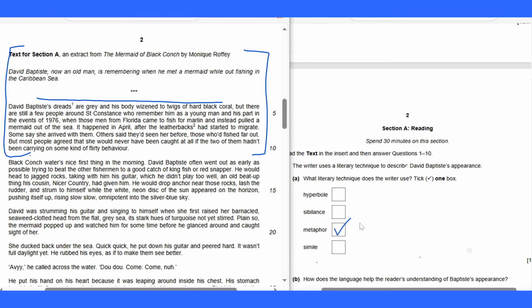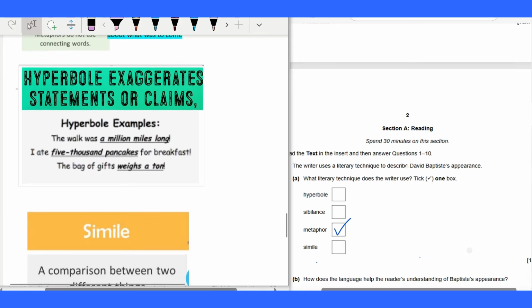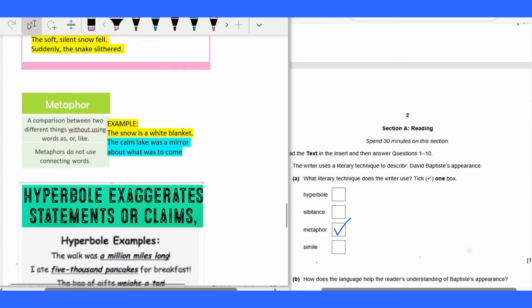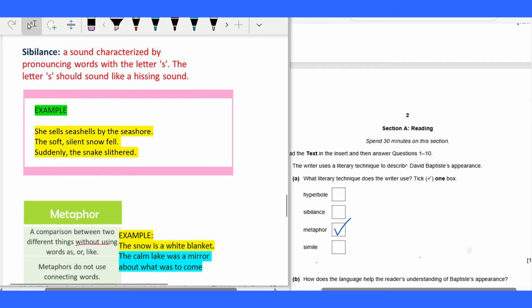Let's take a look at what hyperbole, sibilance, metaphor, and simile are. Hyperbole exaggerates statements or claims. Example: the walk was 1,000,000 miles long. I ate 5,000 pancakes for breakfast. The bag of gifts weighed a ton. While sibilance is a sound characterized by pronouncing words with the letter S, so it should sound like a hissing sound. Example: she sells seashells by the seashore. The soft silent snow fell. Suddenly the snake slithered. I hope it's clear.